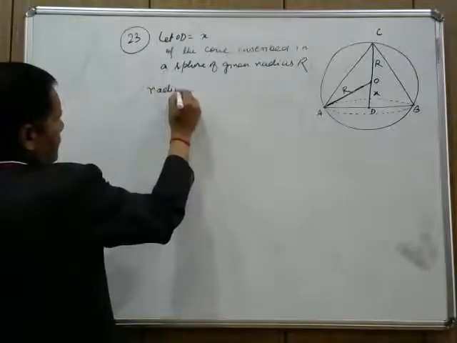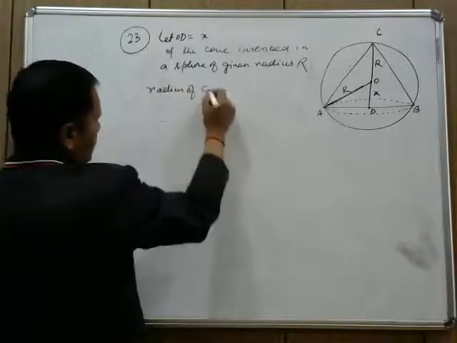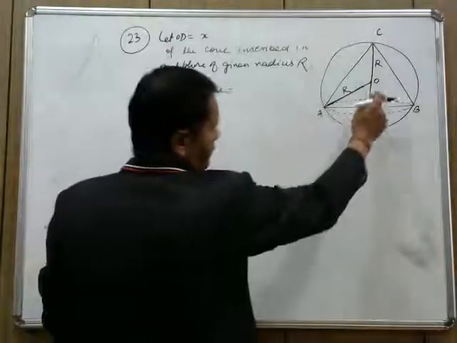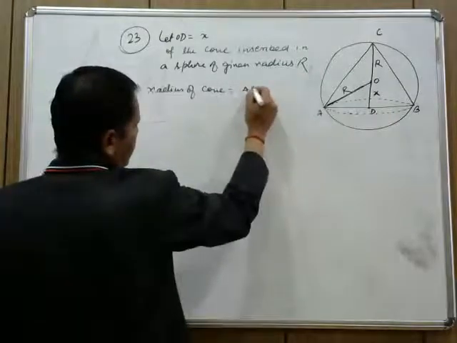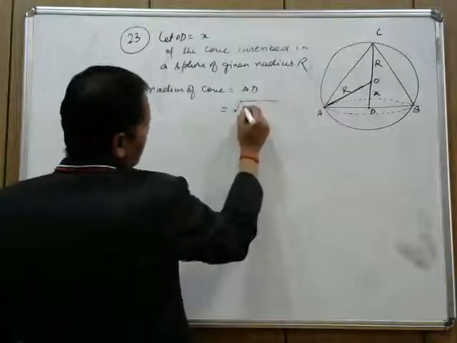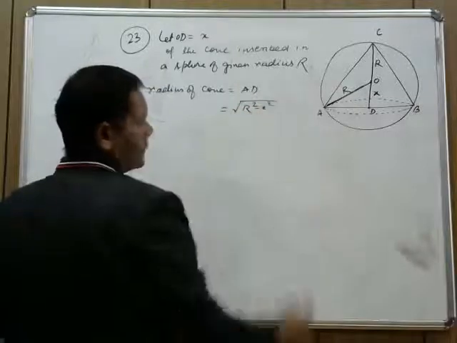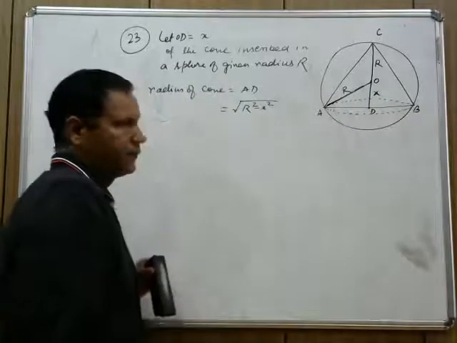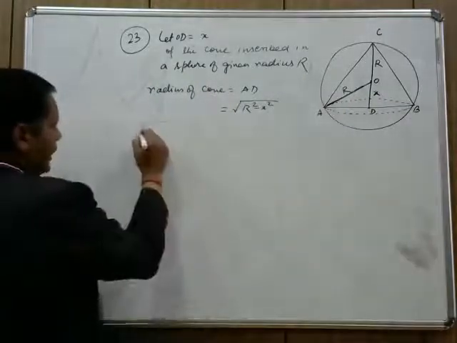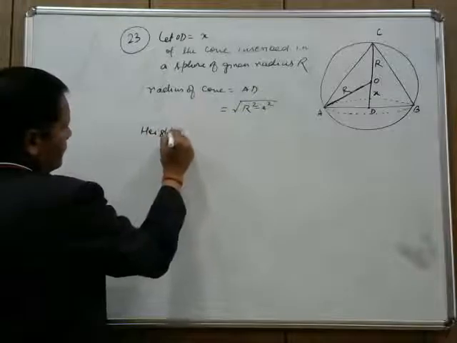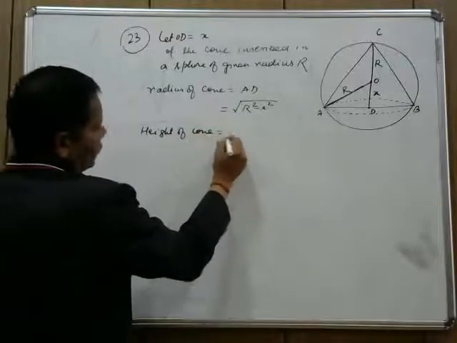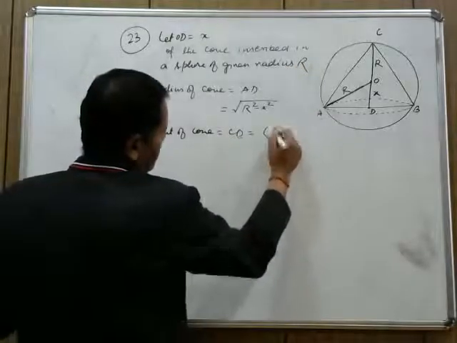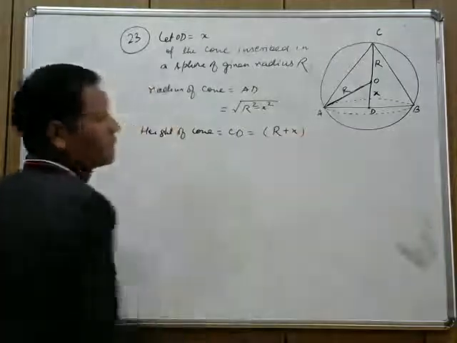Then the radius of the cone will be AD. Radius of cone is AD and this is x. Therefore, radius of cone is equal to AD, and this AD is equal to under root R square minus x square. This will be AD. Okay. And the height of the cone will be CD, and that CD is equal to R plus x.